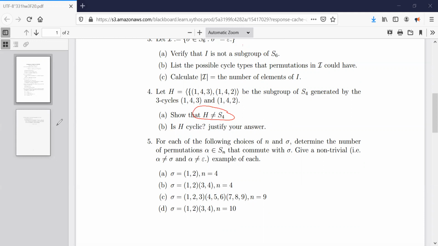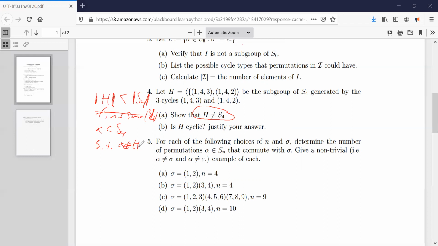There are a few other things. You can show that the cardinality of H is going to be strictly less than the cardinality of S4. You can also find some element of S4 such that, find X in S4 such that X is not in H. Right.